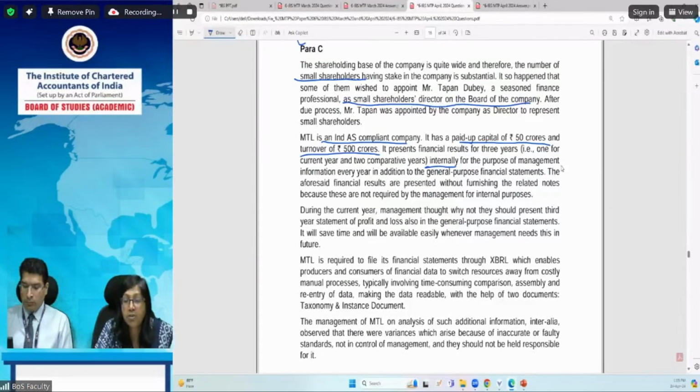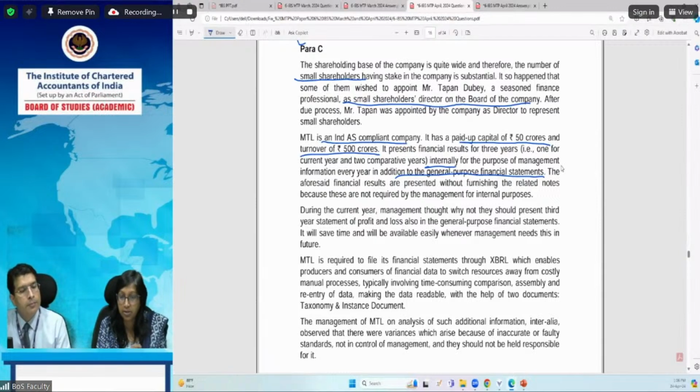So what comes under general purpose financial statement, students? Under general purpose financial statements, you are required to provide the information for the current year as well as the previous year as one comparative year. It is not 2 comparative years. However, they are giving this information for the purpose of management information, and that's why they are giving comparatives of the previous 2 years. The aforesaid financial results are presented without furnishing the related notes because these are not required by the management for internal purposes.